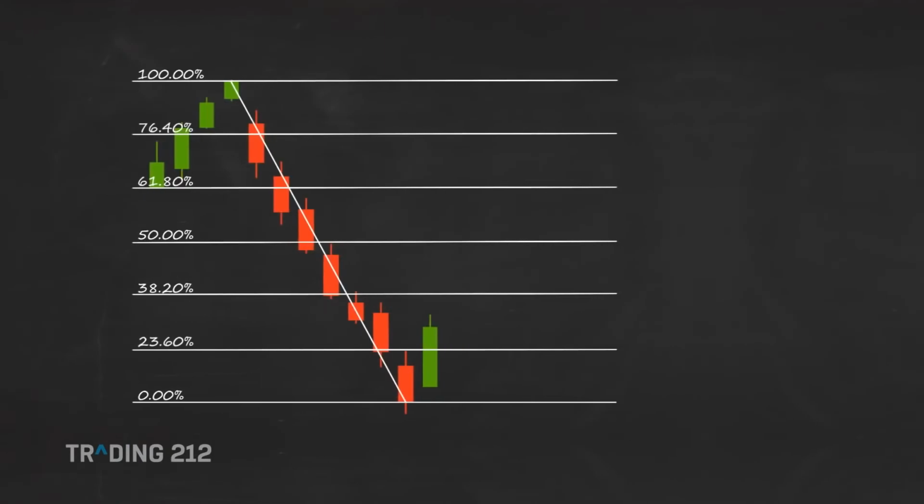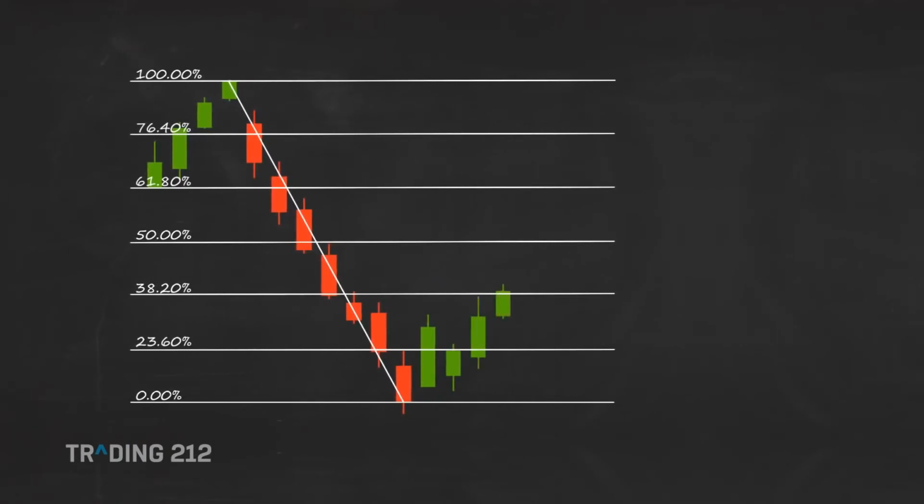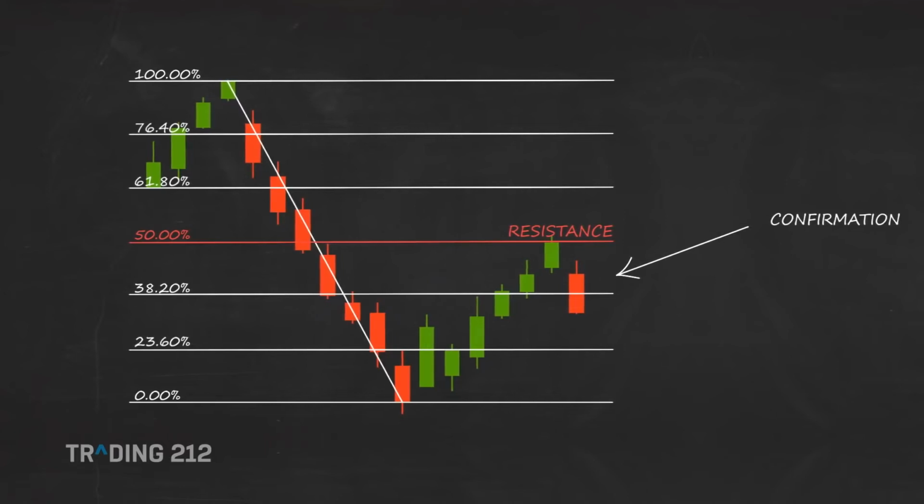How to enter in a downtrend? Likewise, for a downward trend, you can place your entry after the price has found resistance at one of the Fibonacci levels. After you wait for confirmation that the price will move back into the original downward trend, you can place your entry order.